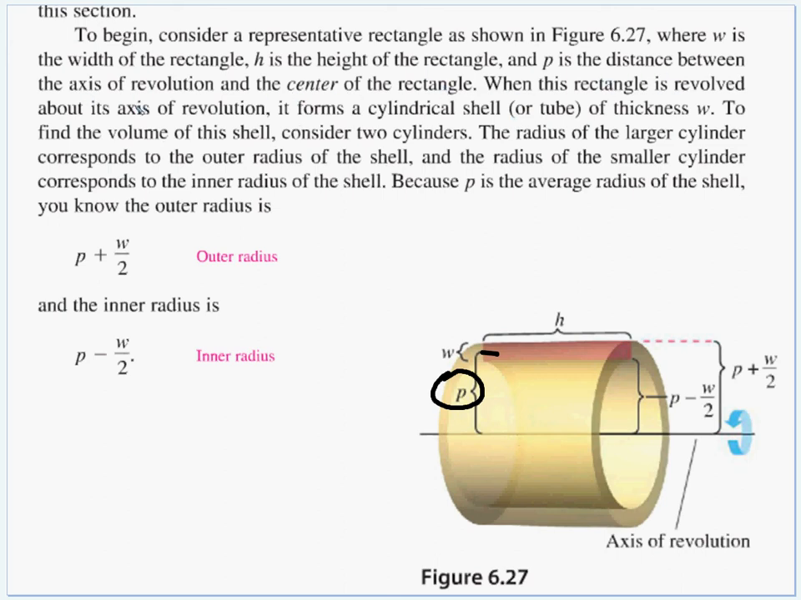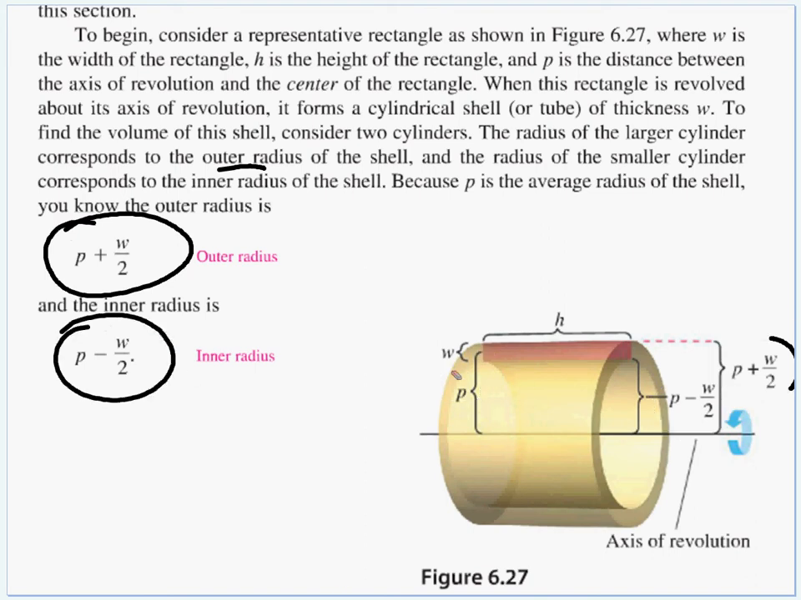When this rectangle is revolved about its axis of revolution, it forms a cylindrical shell or tube of that same thickness W. To find the volume of the shell, we would need to consider 2 cylinders. The radius of the larger cylinder corresponds with the outer radius of that shell. That would be this here, P plus half W. And the radius of the smaller cylinder corresponds to the inner radius. So that would be P minus half of the width. Because P is the average radius of the shell, here is our outer, P plus half the width. The inner is P minus half that width.